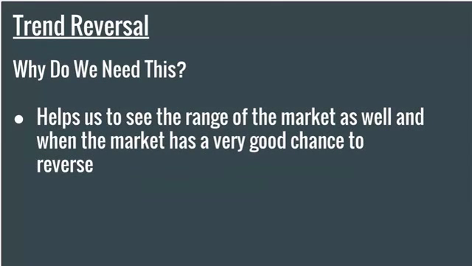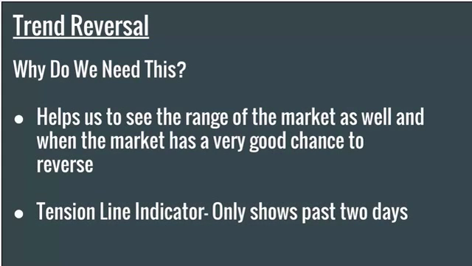Trend reversal helps us to see the range of the market as well, and when the market has a very good chance to reverse. So, we see these tension line indicators that we have on our charts, and I'm going to go and draw a few just so that you can understand that. The indicator really shows you most of it. But the tension line indicator actually only looks back over the past 2 days. Well, sometimes the range of the market is outside of what happened in the last 2 days.